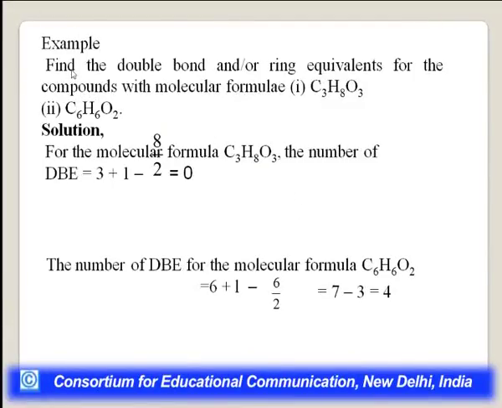Here is an example. Find out the double bond or ring equivalents for the compound having the molecular formula C3H8O3. For this molecular formula, the number of double bond equivalents you can calculate this way: 8 by 2, so the double bond equivalent will be 0. For another molecular formula, C6H6O2, you can calculate by putting these values in the formula and you will get the number 4.